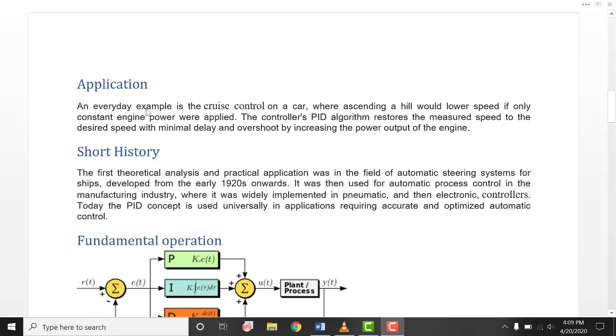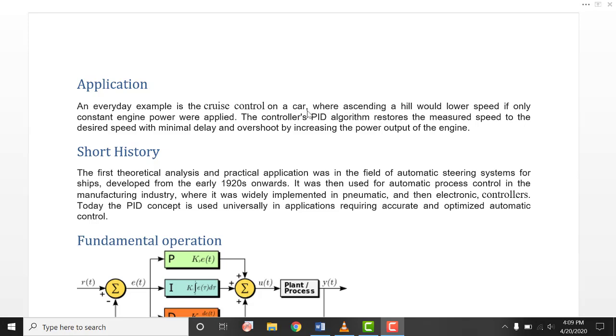An everyday example is the cruise control on a car. You people already know what cruise control is in cars. Cruise control is an option, for example, if you are going on a long route and you want your car to maintain a speed of 80 miles per hour or 80 to 90 kilometers per hour. You just click the cruise button and your car will automatically sustain that value.